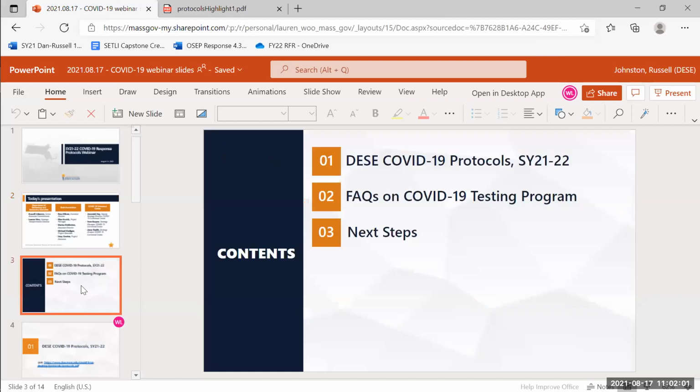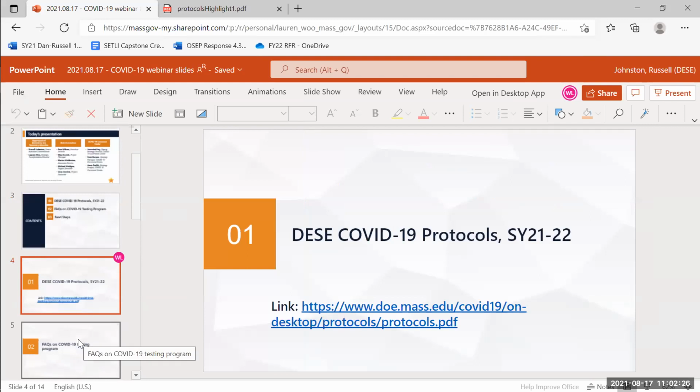With that in mind, just want to show you what we'll be talking about today. So just starting with, we want to go back over the protocols that we released on Friday. Think a little bit more about the testing program that we also launched last week, and just begin to answer some of the questions that came in from you, and then think about next steps and leave plenty of time for Q&A today.